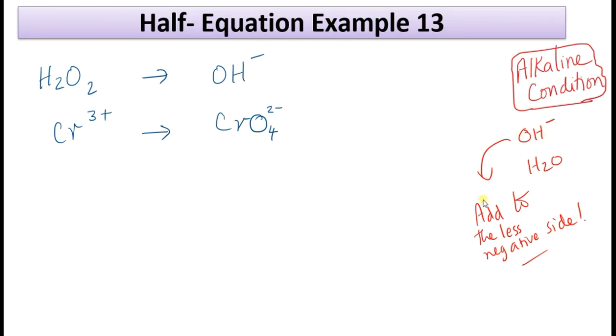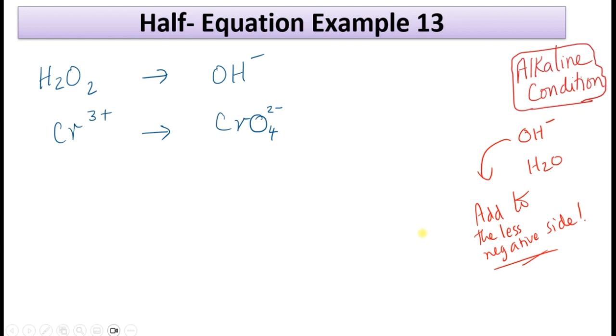Okay, so this is the first example in alkaline condition, so pay good attention. I'm going to go through this a little bit slower. Like in acid condition, you added H plus. Here you have to add OH minus ions and water as required, if it's required. You need to add it to the less negative side, okay?